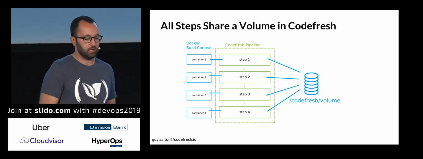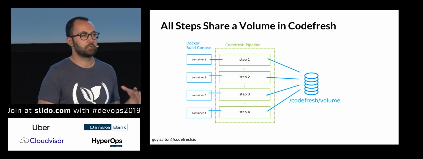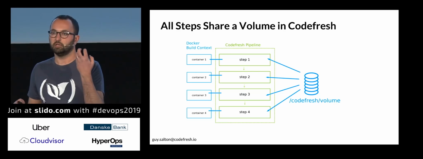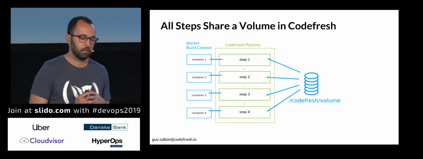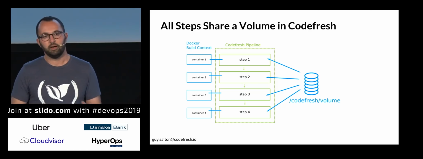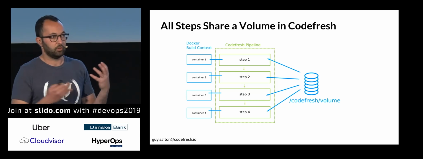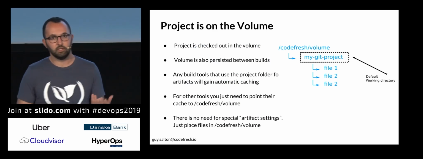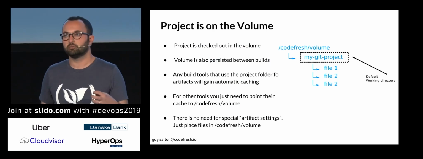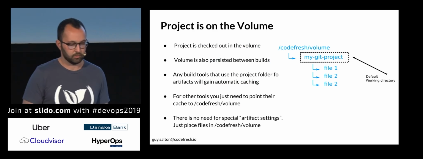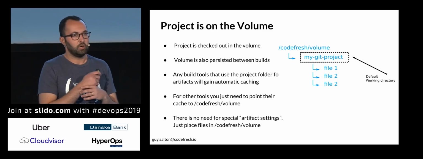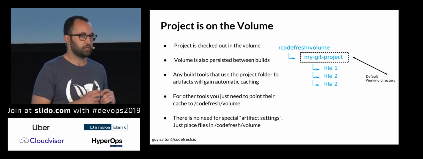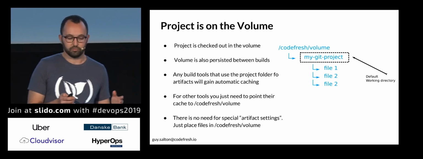With Codefresh, because we know that containers have volume support, what we do is we mount a dedicated volume for each pipeline, and then all the files are simply stored on the volume, and you have access to them in all of the steps. As well as the Git repo, all of the files from the Git repo are automatically stored on this volume as well. So you don't need to make any specific directive settings or cache configuration. All your files will be there in all of the steps.